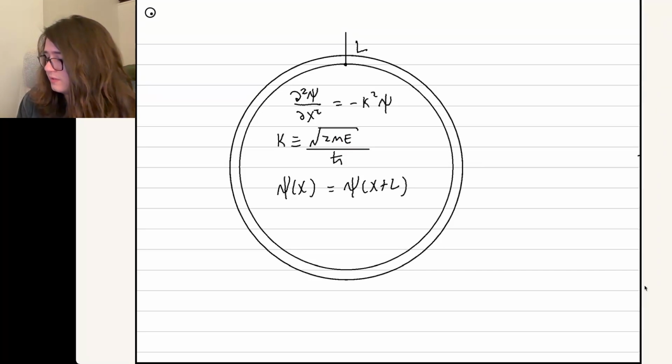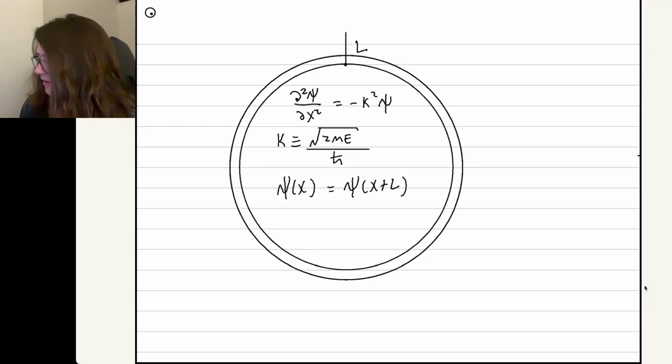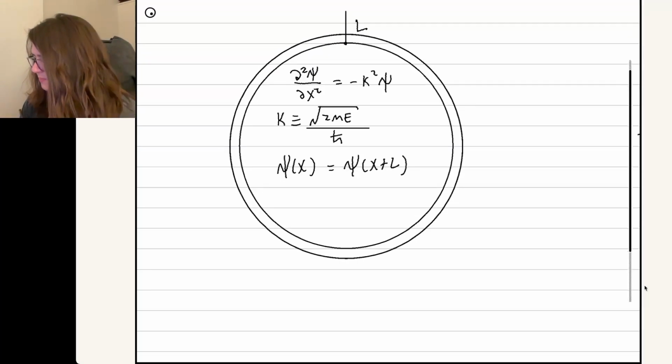But it also has this thing where, since it's moving around in a circle, if it moves a distance L, it is equivalent to not moving a distance L, I guess. So psi of x is equal to psi of x plus L. And so that's kind of interesting.